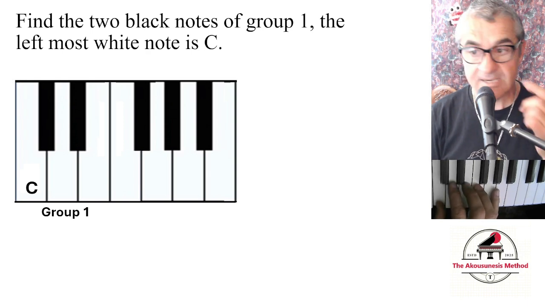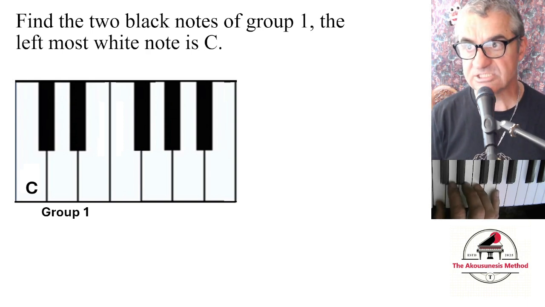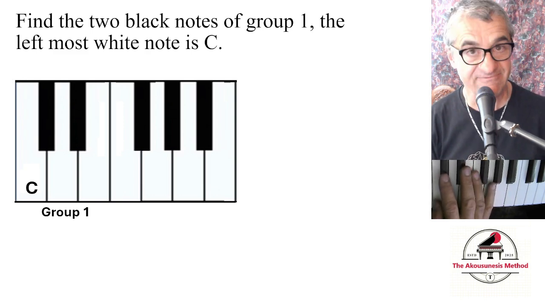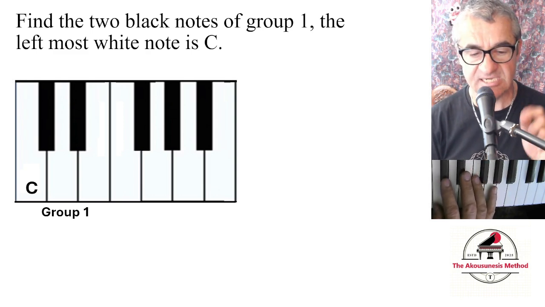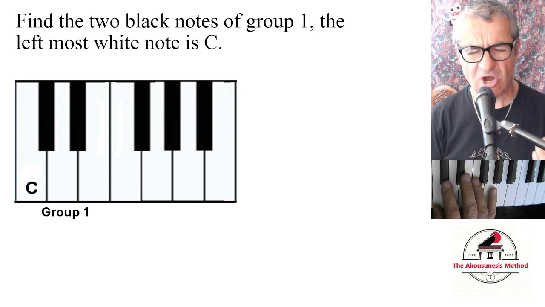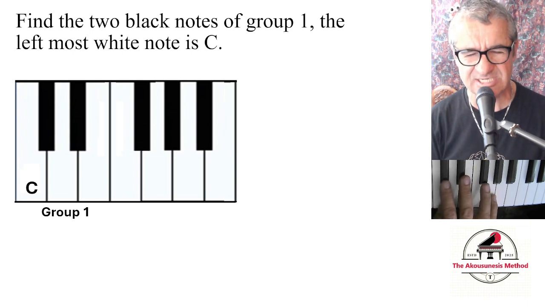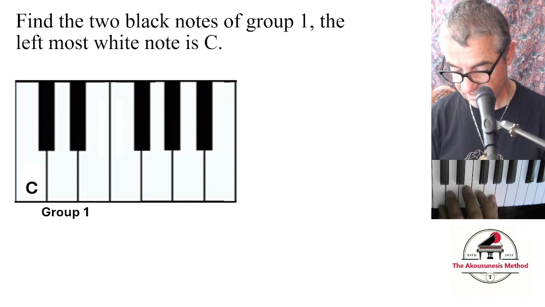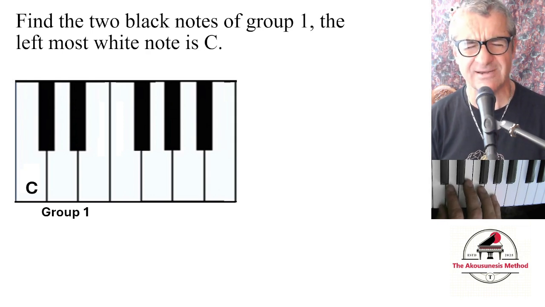C, right? So the first thing, we're going to find the 2 black notes of group 1, and the leftmost white note is C. We're also going to do this with our eyes closed. So close your eyes, right? You've got every finger and every note. Close your eyes and see the 2 black notes in your head. Now, if you can't visualize it, just look down at the keyboard, right? And then close your eyes and visualize it again, okay? You visualize it. You see the 2 black notes.